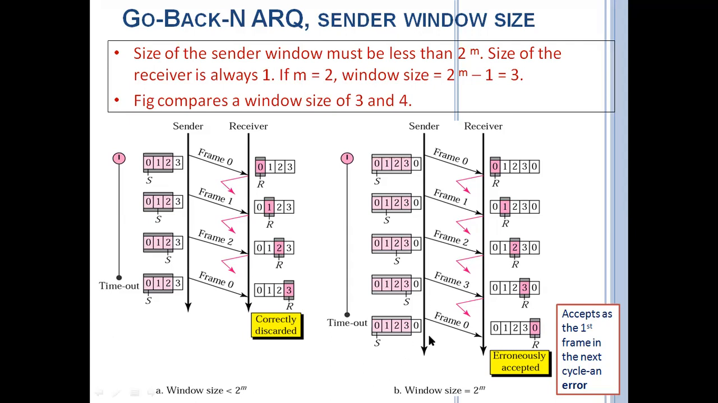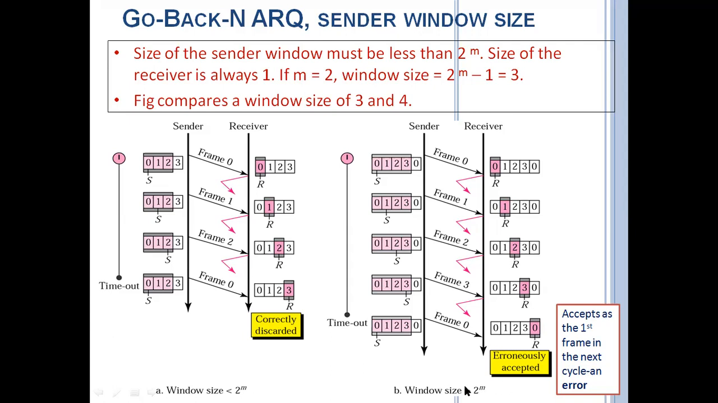Now coming to the second example. Here the window size is 4; in the earlier case the window size was 3. Frame 0 is sent, and the receiver receives that frame 0. Same sliding window: 1 bit slide, 1 bit slide, 1 bit slide, 1 bit slide. So it is erroneously accepted; the acceptance as the first frame in the next cycle is an error.